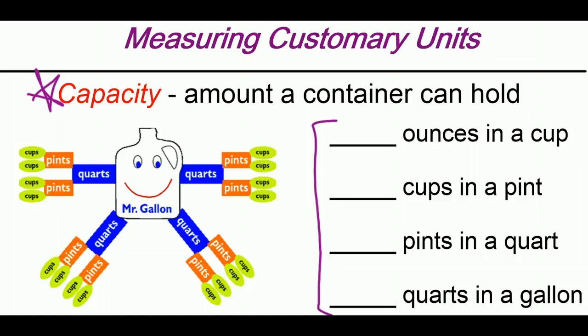So, if we look at Mr. Gallon, this is how a gallon breaks down. There are 4 quarts in a gallon, going from the bottom. Quart, with the same first syllable as the word quarter, broken down into 4, so 4 quarts in a gallon. Each quart is made up of 2 pints, each pint made up of 2 cups, and each cup is 8 ounces. So if you didn't correctly fill in any of those blanks, please pause the video and do that now before we move on to the last one, which is weight.